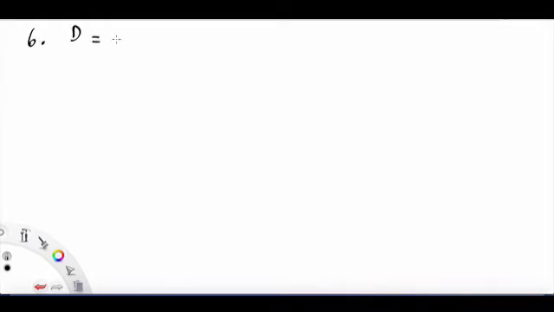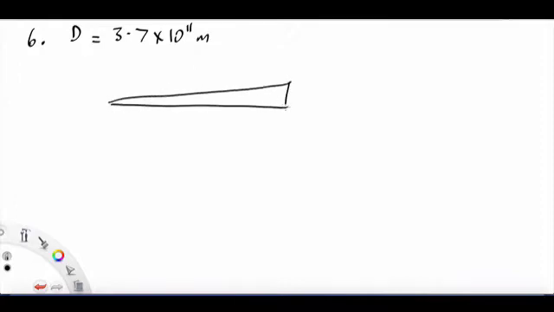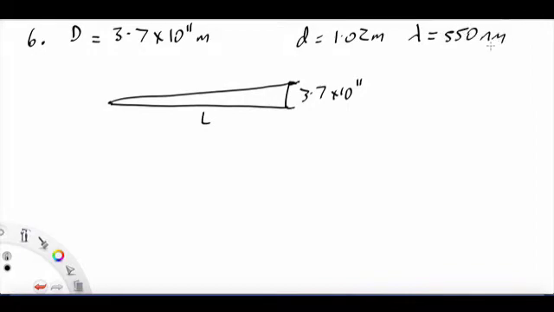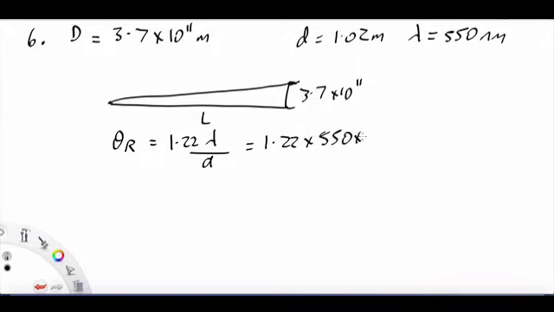Number 6, we have distance apart for these stars is 3.7 by 10 to the 11 meters. We want to know how far they are from us. So this is actually the small distance, 3.7 by 10 to the 11. This is some larger distance away from us. Now we have the diameter of the telescope, 1.02 meters. Lambda equals 550 nanometers. So the criterion theta r is 1.22 lambda over d, which is 1.22 times 550 by 10 to the minus 9 over 1.02 equals 6.57 by 10 to the minus 7.